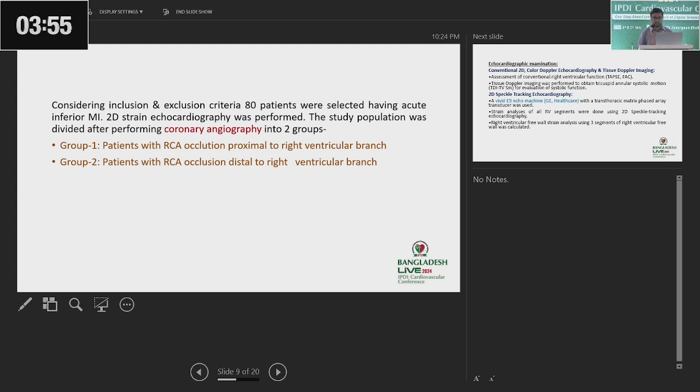After admission, we performed 2D strain echocardiography, and then the patients underwent coronary angiogram. After angiogram, they were divided into two groups. Group 1 includes patients with RCA occlusion proximal to the right ventricular branch, and group 2 includes patients with RCA occlusion distal to the right ventricular branch.